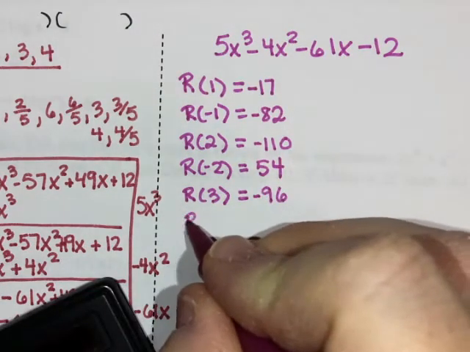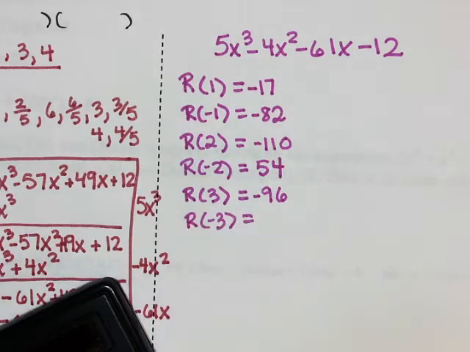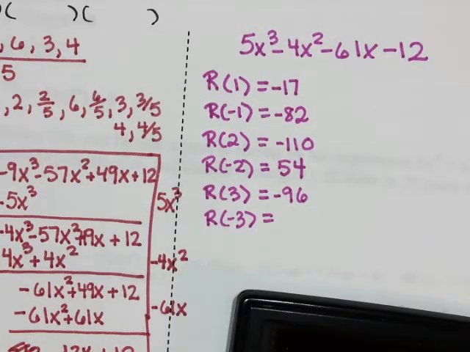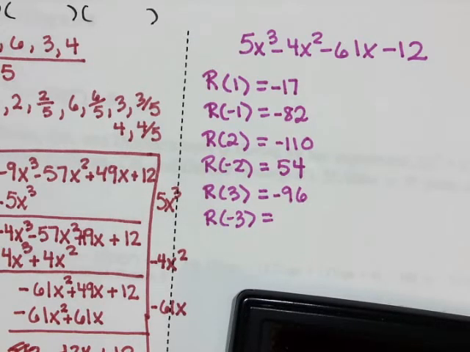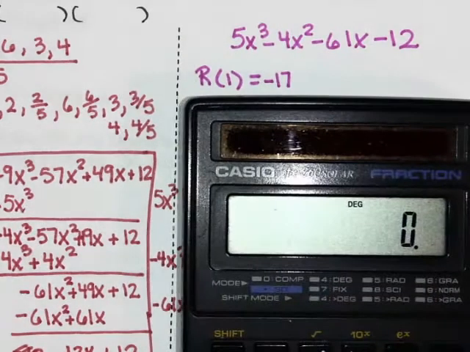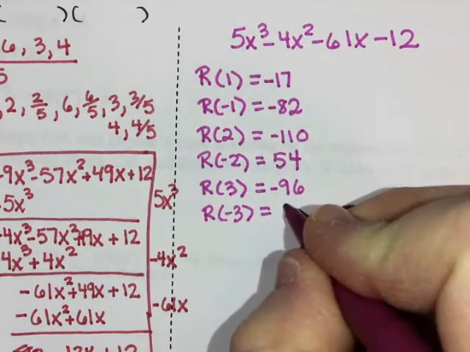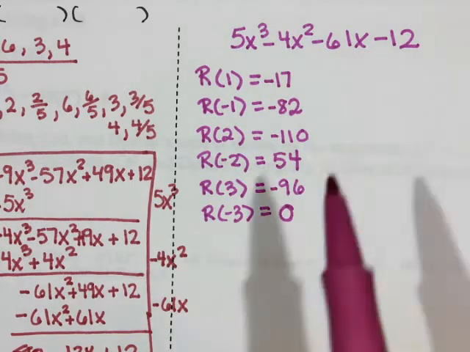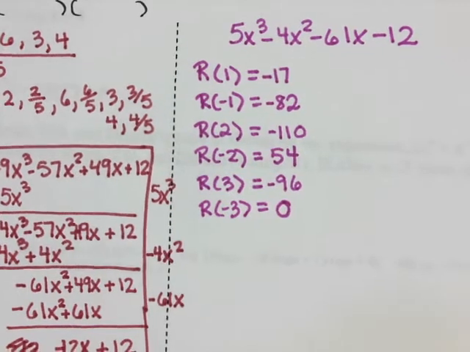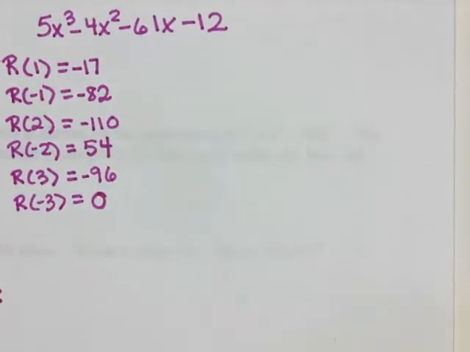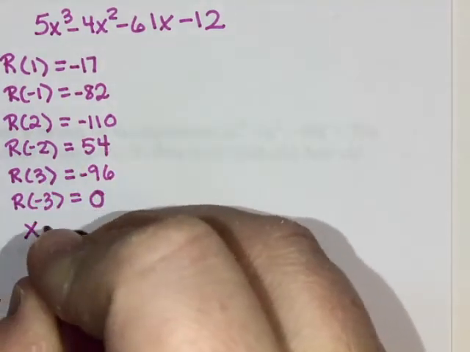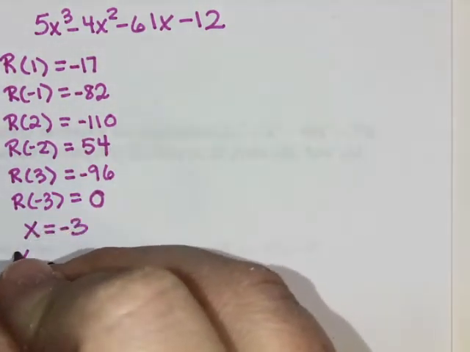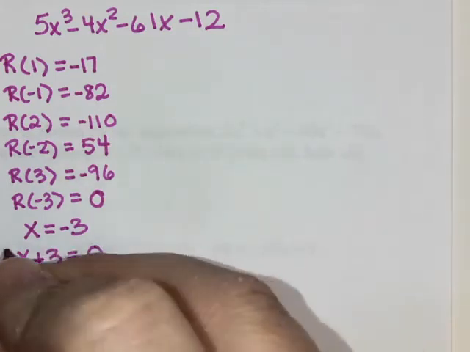All right, I'm going to try negative 3. So 5 times negative 3 to the power of 3 minus 4 times negative 3 squared minus 61 times negative 3 minus 12. Woohoo! I finally got one that gave me a 0. Yay! Sometimes it takes a while to find a number. Sometimes you get lucky and you find one right away. So there should be 2 others in there. Maybe you tried some and found one faster than I did, but unfortunately that was as quick as I got. So that means x is going to equal negative 3, so x plus 3 is my factor.